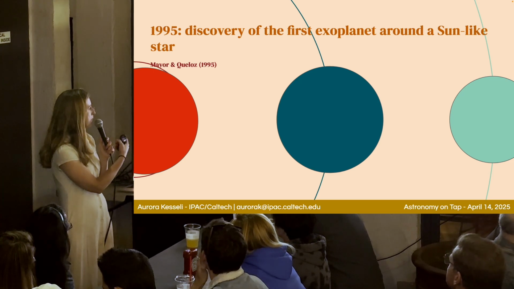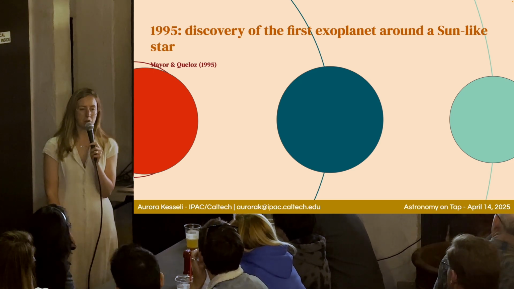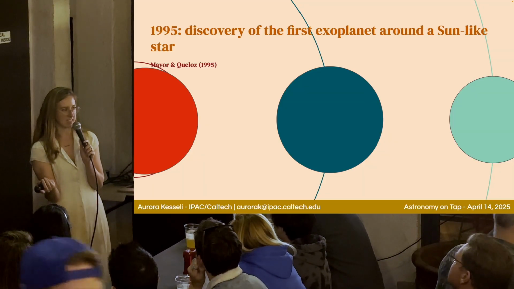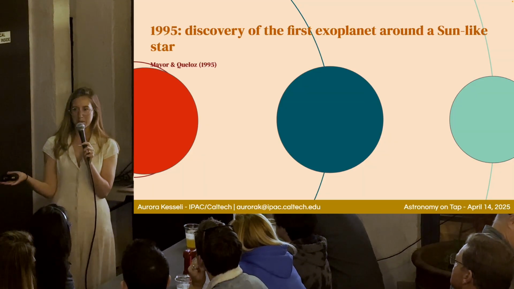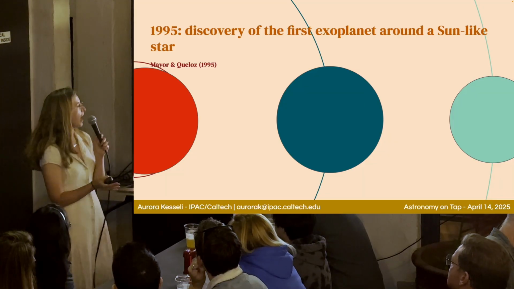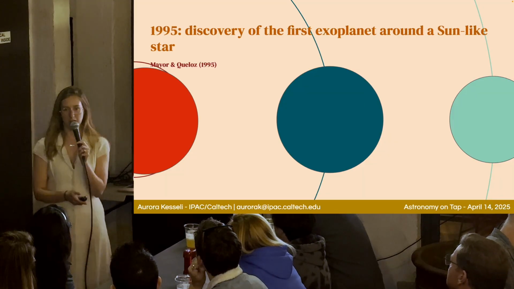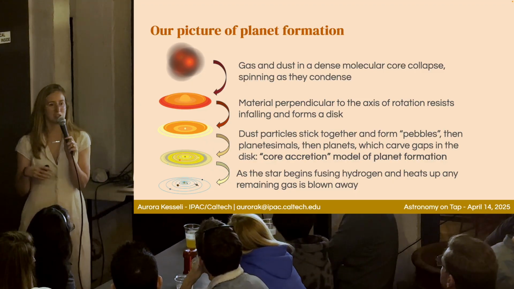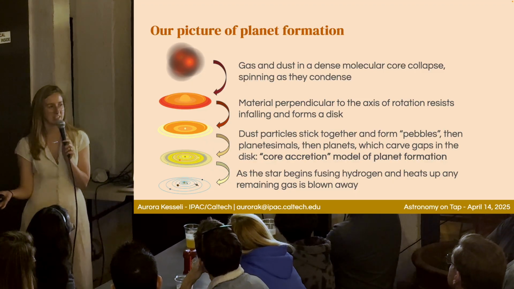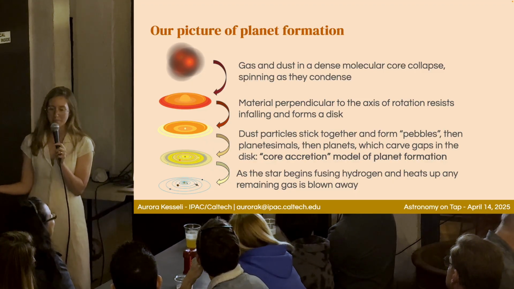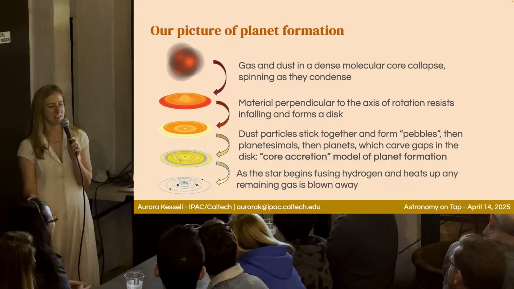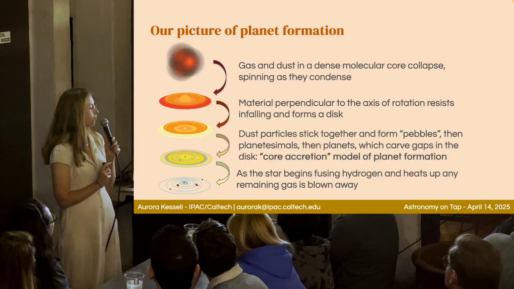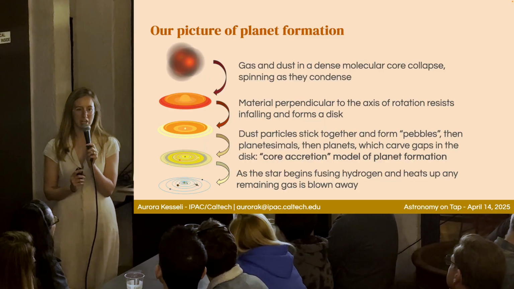This planet, 51 Peg B, has an orbital period of 4.5 days. So that means its year is just 4.5 days. Compared to Mercury, the orbital period is 88 days. And it's about the same size as Jupiter. Okay, so to help you understand why we did not expect this and why this is so weird, I'm going to go through a quick few slides about what we think happens during planet formation.